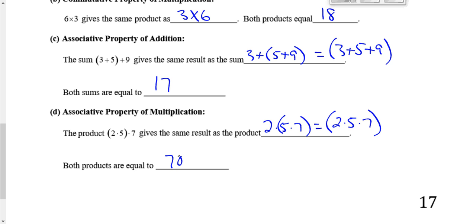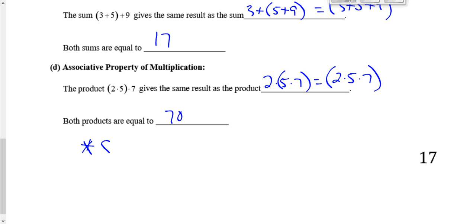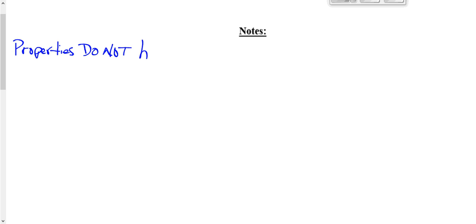Now, I mentioned before we go on that we cannot apply this to subtraction or division. So I want to give you a note, like I did yesterday. Jot this down here. When you go back and look at your notes and you see that, it means go to that blank notes page. So we're on page 19. You see this? Go to page 19. It says notes. This is what I want to add in here. These properties do not work for subtraction or division. Properties do not hold for subtraction or division.